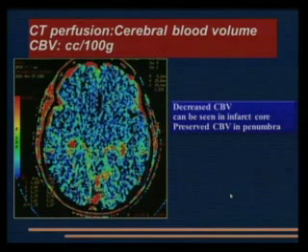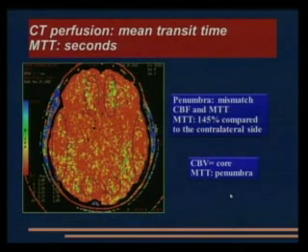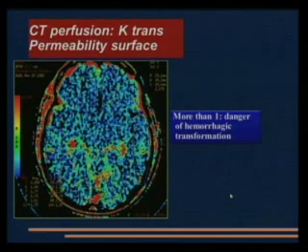And this is the most used to check the core. The CBV is decreased in the core. And the MTT, that is the mean transit time, is the penumbra. So you will have a decreased CBV in one area surrounded by increased MTT, that is the penumbra. So this is the mismatch. There is also K-trans, or permeability surface, which is the permeability of the blood-brain barrier. If the permeability is high, you have most probability to have a hemorrhagic transformation.